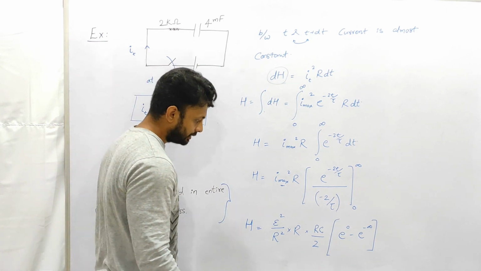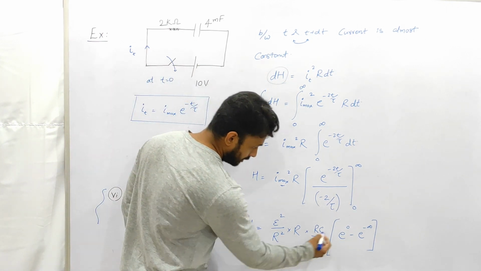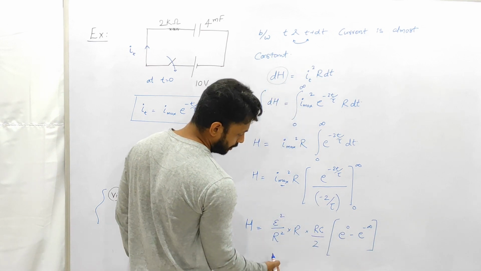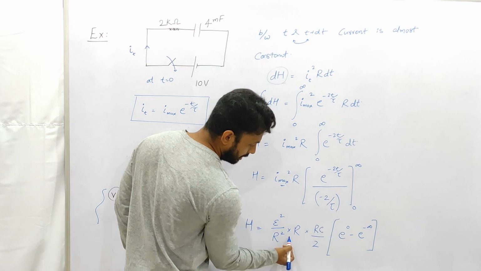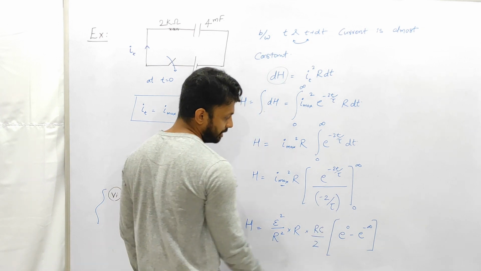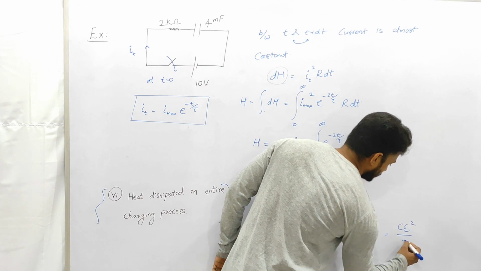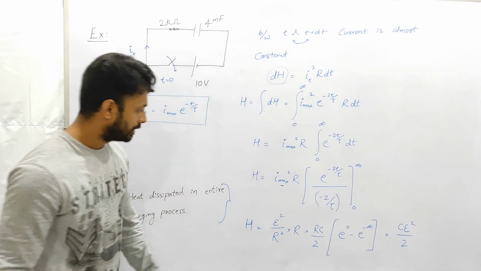So finally, e power 0 is 1, e power minus infinity is 0, and this R and R square cancel. Finally I will get the answer as CE square upon 2. So there we go, guys.